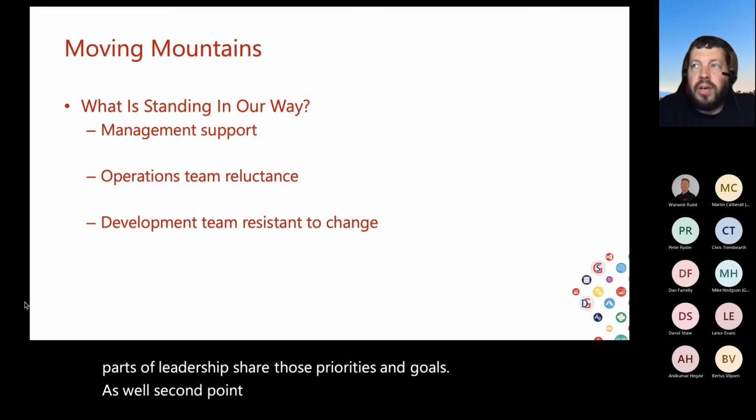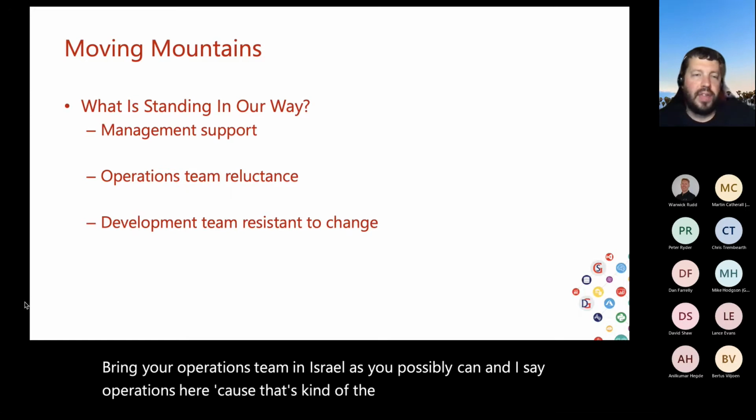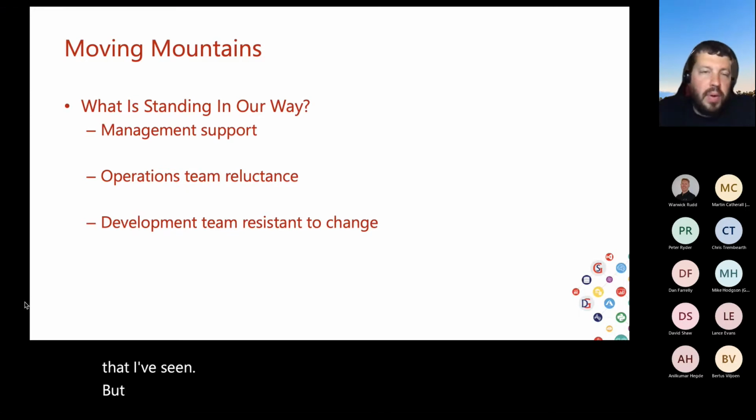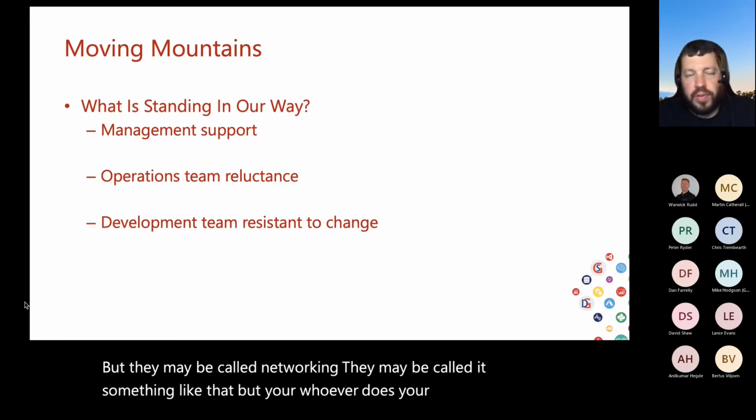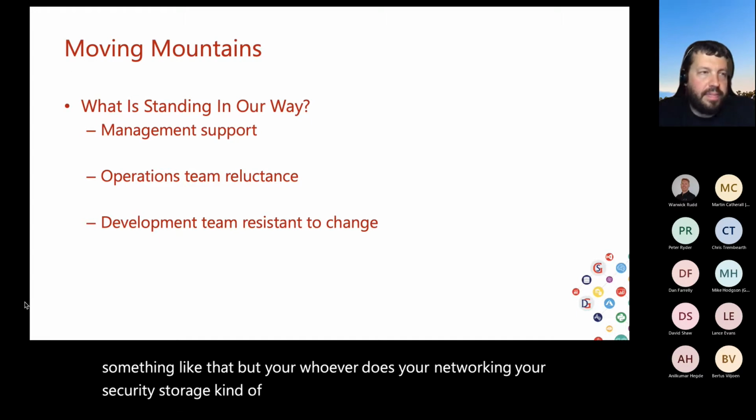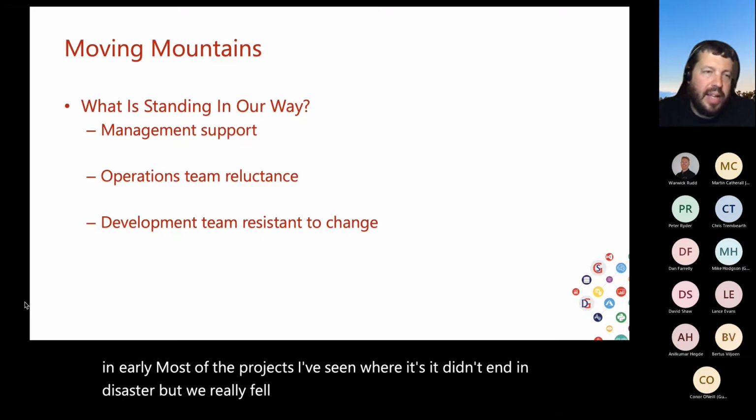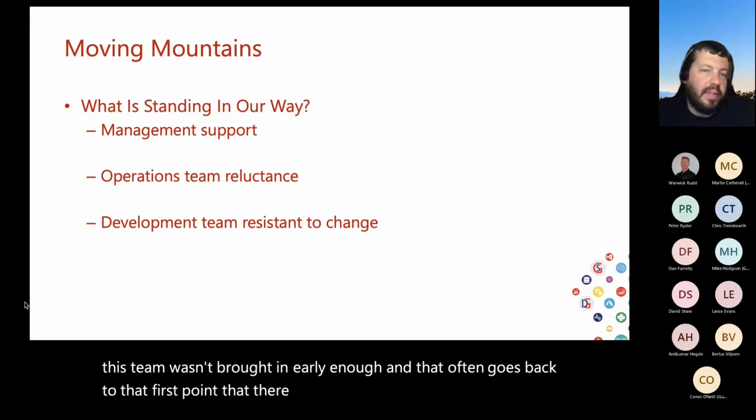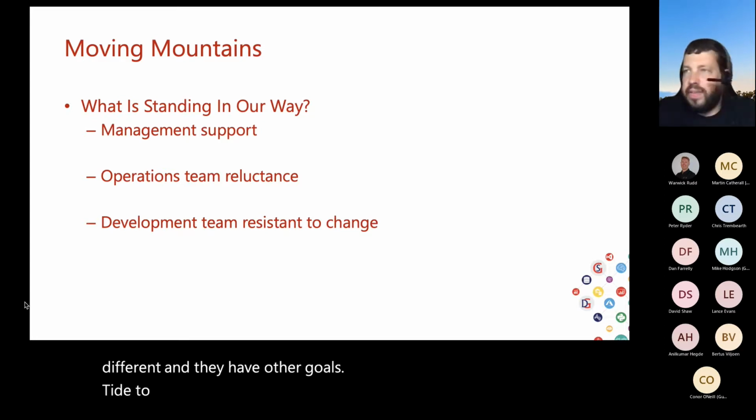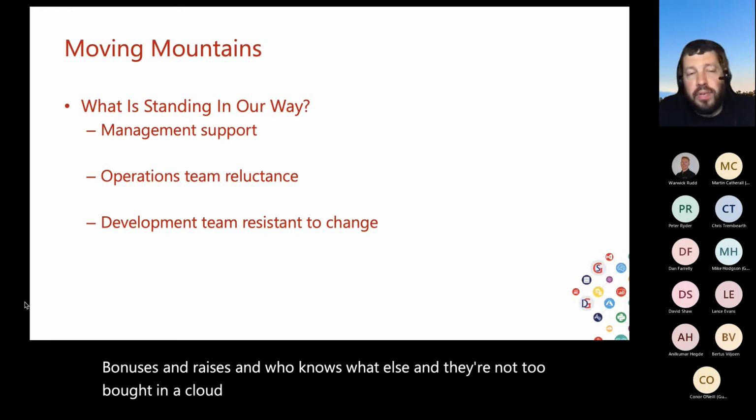Second point here, bring your operations team in as early as you possibly can. And I say operations here because that's the most common naming that I've seen. But they may be called networking, they may be called IT, something like that. But whoever does your networking, your security, your storage, that enterprise architecture role, bring them in early. Most of the projects I've seen where it didn't end in disaster, but we really fell short of the goals we had, it's because this team wasn't brought in early enough. And that often goes back to that first point, that their leadership may be different and they have other goals tied to bonuses and raises and who knows what else, and they're not too bought in to a cloud migration, or they are, but they're not resourced for it.